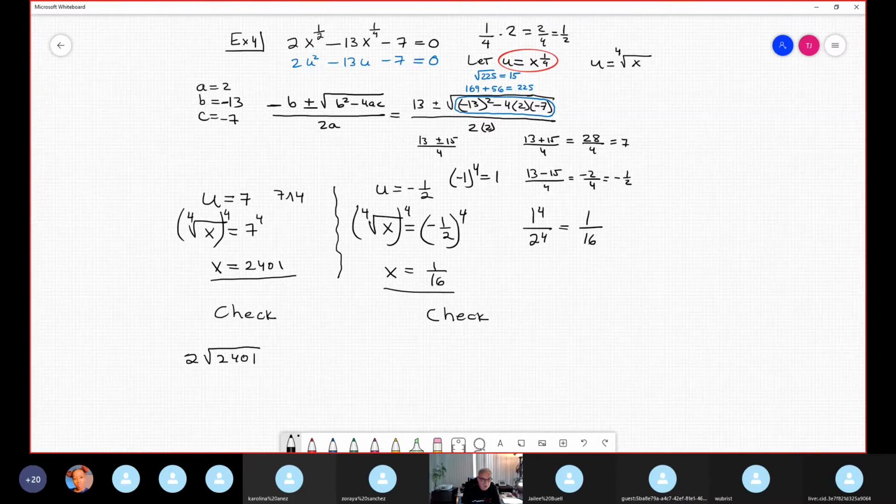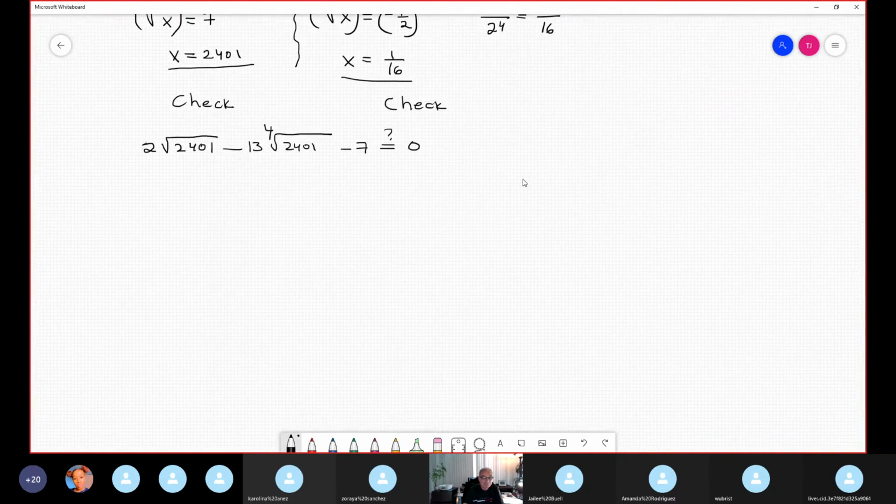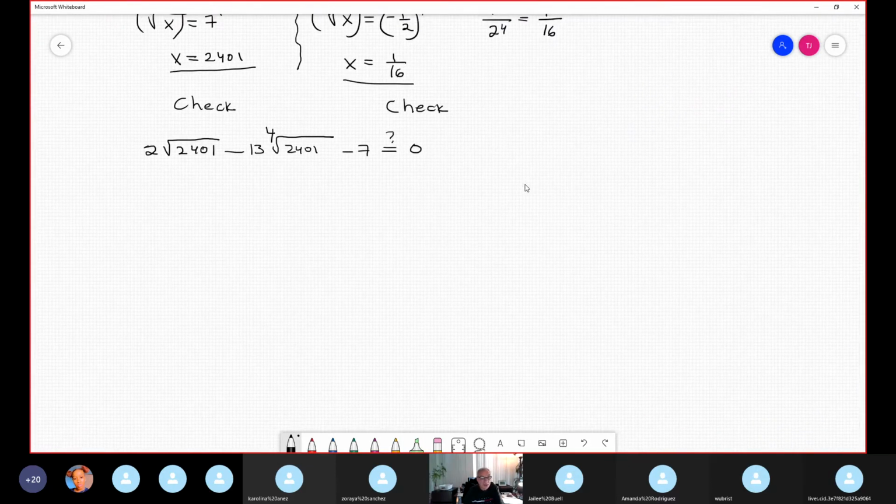This is the algebra style. 2401. I tried to copy the first part, that part. Minus 13. Now 4 root. The second, yes, it's 4 root because remember the denominator is 4. 2401. Minus 7 should be 0. I need to prove it. I claim that this statement is true or false. I don't have an idea. But don't worry, it's easy.